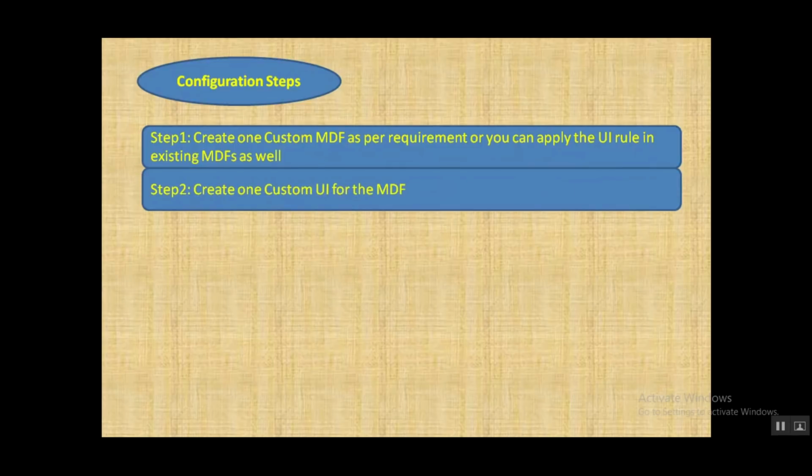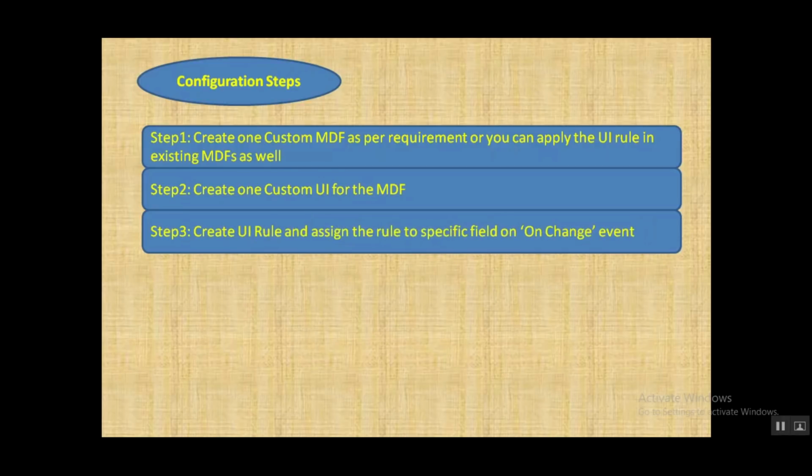The first step in this configuration is that we need to create one custom MDF as per requirement, or you can apply the same to an existing MDF as well. The second step is we need to create one custom MDF UI, because as we are going to discuss MDF UI rules, obviously we need one custom MDF UI for that. Step 3, create the UI rule. We are going to demonstrate that in the system as well. Create the UI rule and assign the rule to a specific field on the onChange event.